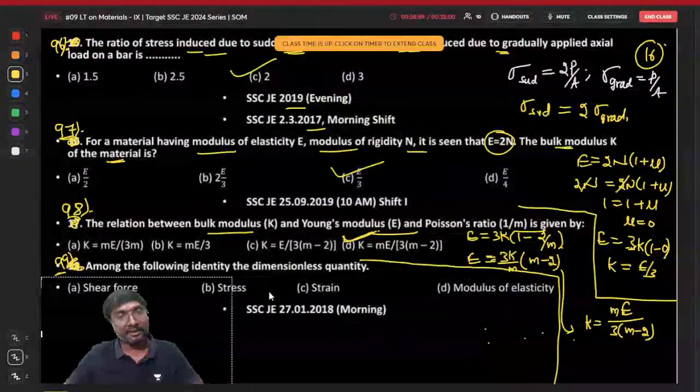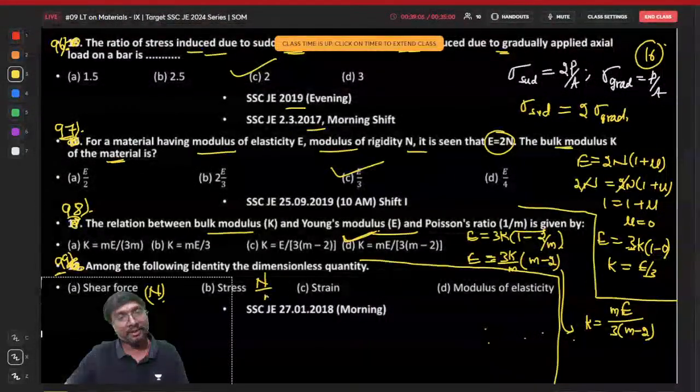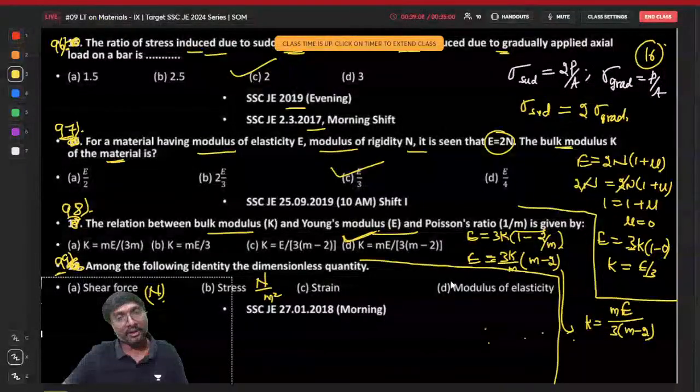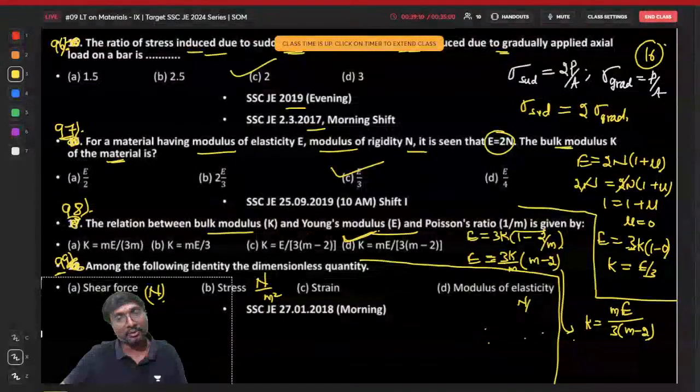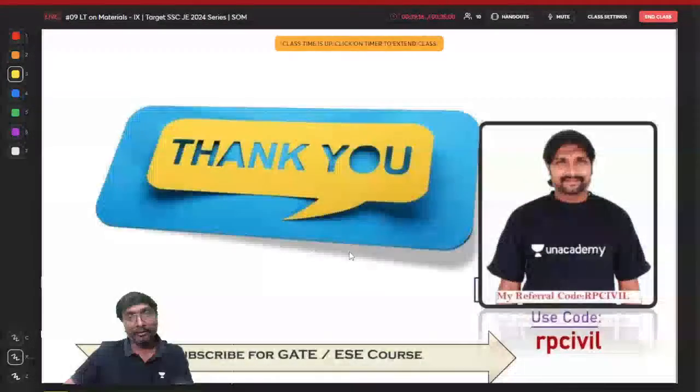Among the following, identify the dimensionless quantity. Shear force means newtons. Shear stress means Newton per meter square. Shear strain has no unit. Modulus of elasticity is also Newton per meter square. So which one is the correct answer? Strain will be the correct answer, right? Is that clear now, everyone?